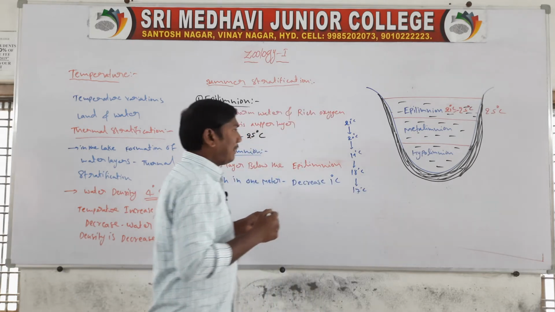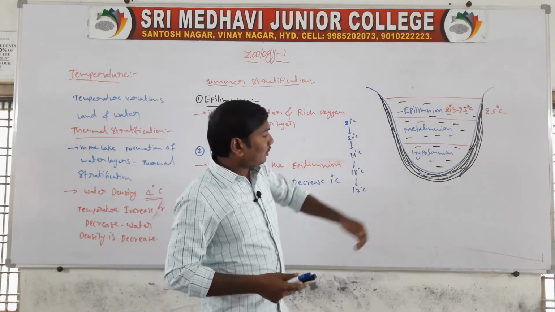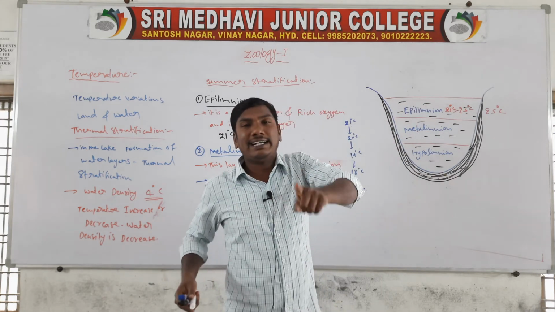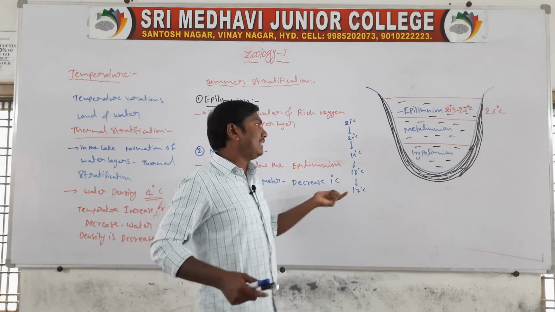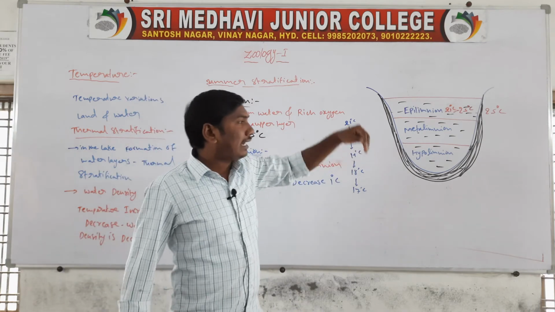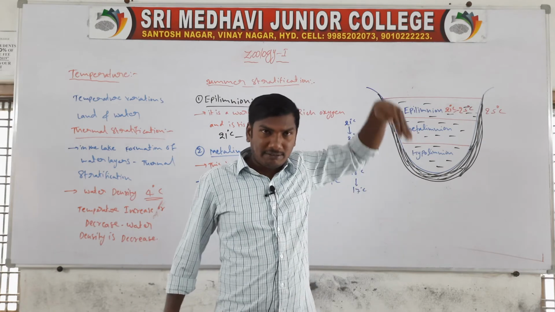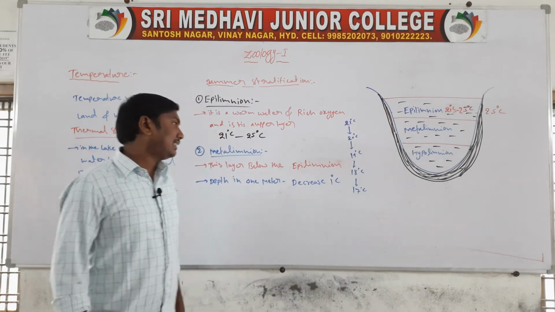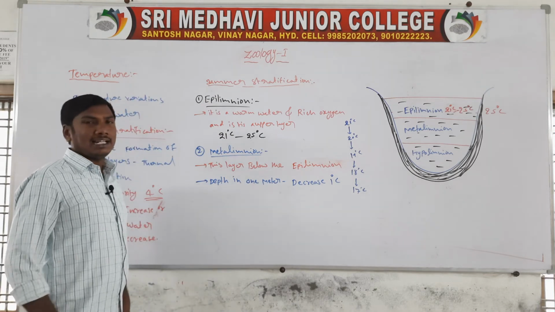So, in this Metalimnion layer, as you move downwards in depth, the temperature decreases by 1 degree centigrade. So, this layer is called the Metalimnion. Metalimnion means that for each 1 meter of depth, the temperature decreases by 1 degree centigrade.